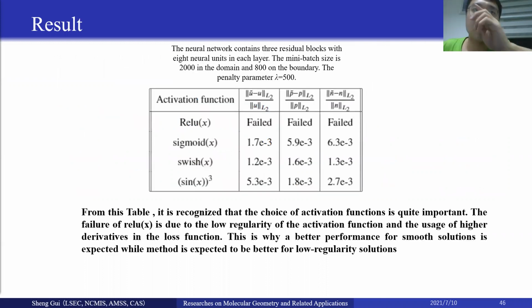Consider the Dirichlet boundary conditions in two dimensions. This table records the relative L2 errors in terms of several activation functions. From this table, it is recognized that the choice of activation function is quite important. The failure of ReLU is due to the low regularity of the activation function and the use of the higher derivatives in the loss function.